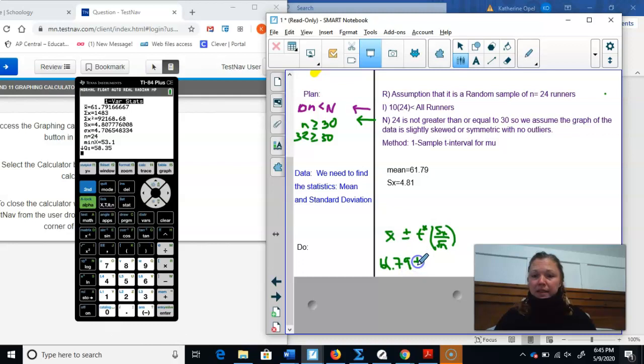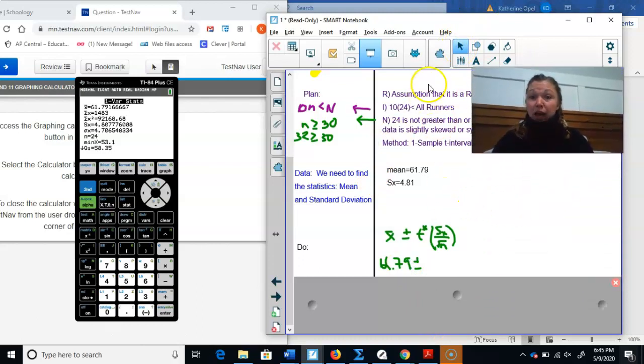Plus or minus my T-star, okay? So remember, we found yesterday how to find that T-star. So that's regarding your degrees of freedom. So I'll just do that right here. Our degrees of freedom are n minus 1. So we have 24 as my sample size. So that means 23 is my degrees of freedom.